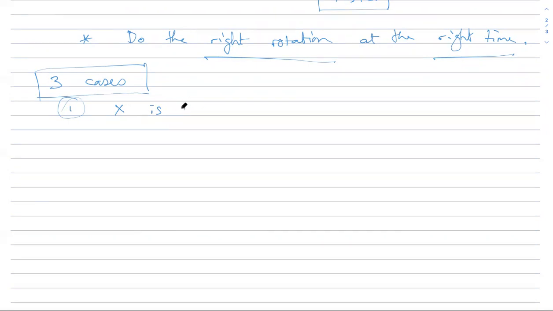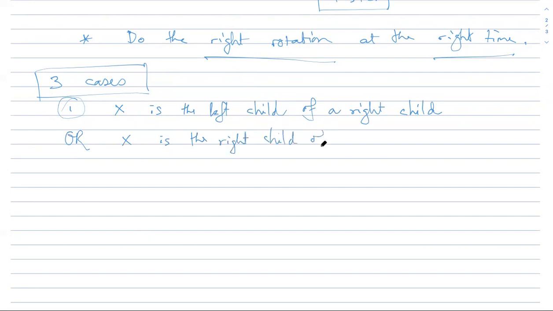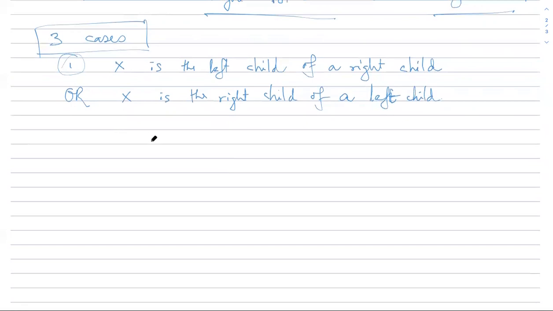So X is the left child of a right child, or X is the right child of a left child. Okay, so let's see how that may look.